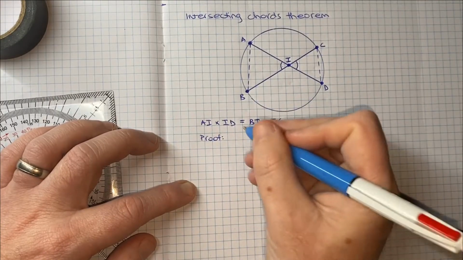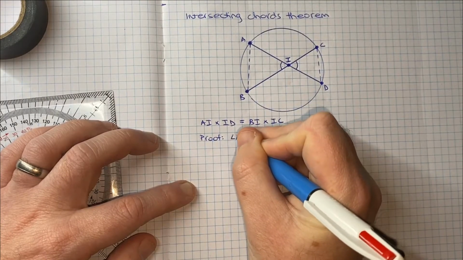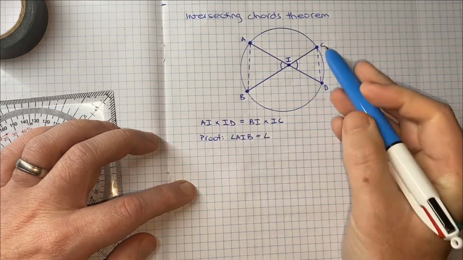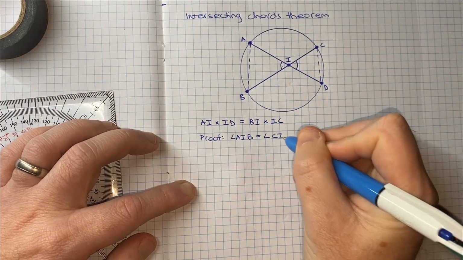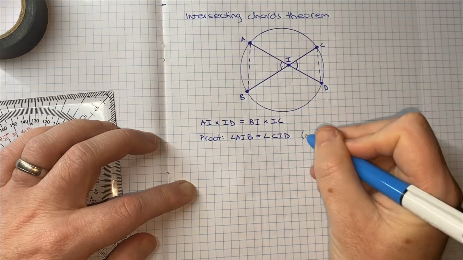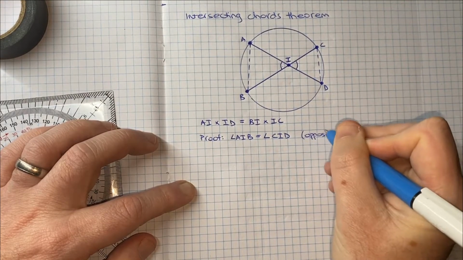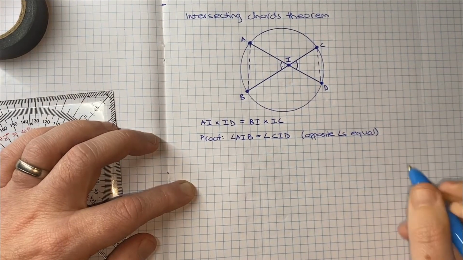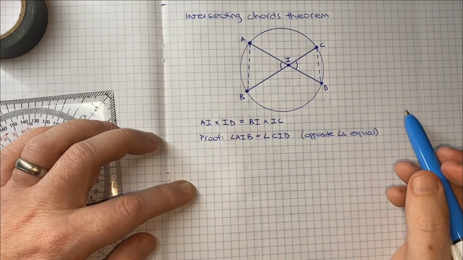So we can start our proof by saying that angle AIB is equal to angle CID because opposite angles are equal. So that's a good start.